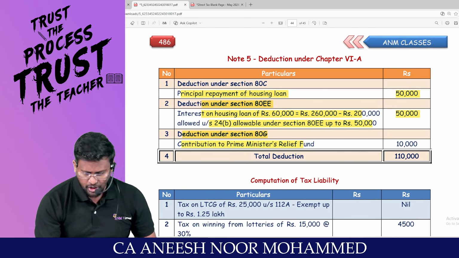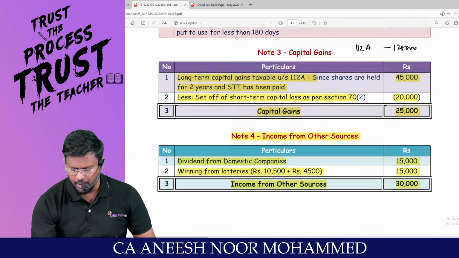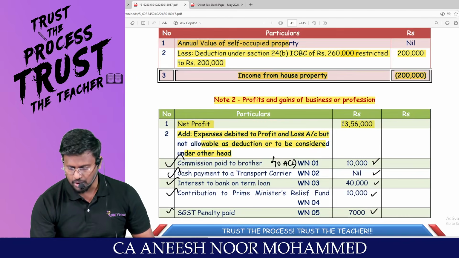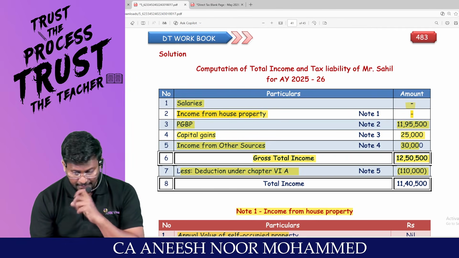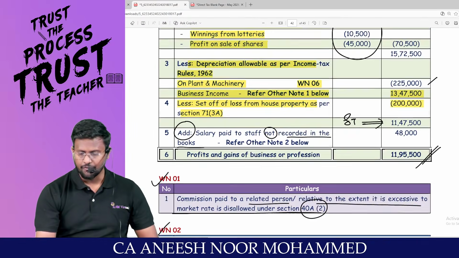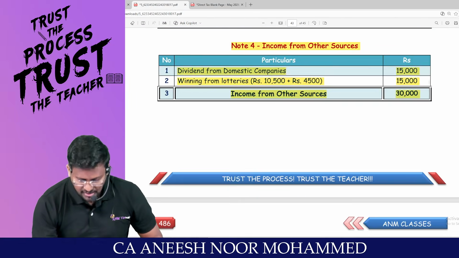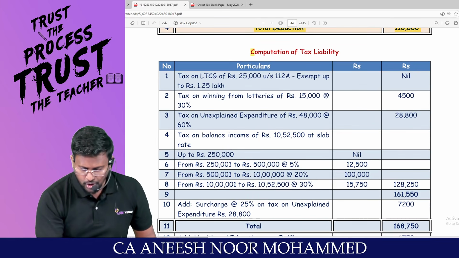Deduction under 80G, Prime Minister's Relief Fund, 100% deduction, 10,000. So the total deduction would be 1,10,000. So from the gross total income of 12,50,500, if you remove 1,10,000, the total income will be 11,40,500. The real game starts here in computing the tax payable. That's the beauty of the question. Computation of the tax payable.